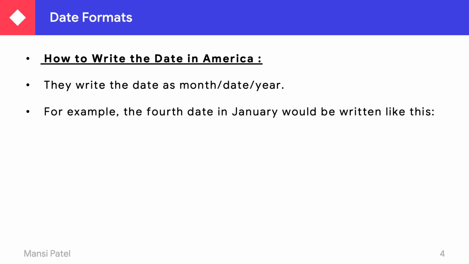See here, for example, the 4th date in January would be written like this. Which is the date? The 4th. And which is the month? It's January and the number of January is 1. So how do they write it down? They write it like this, January 4, comma, after that they write the year, that is 2005. In another way, they write 1405. So here first, that is the month, they write down first the month. After that the date and after that the year.